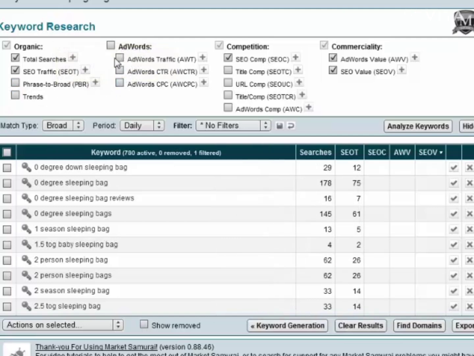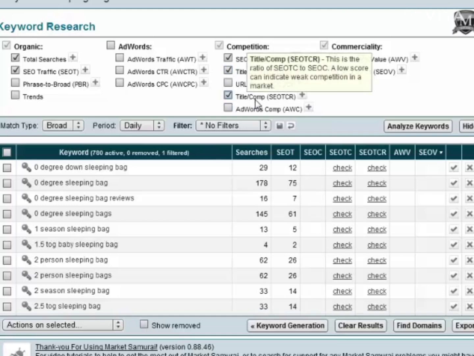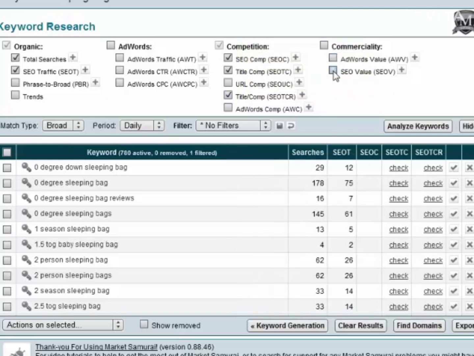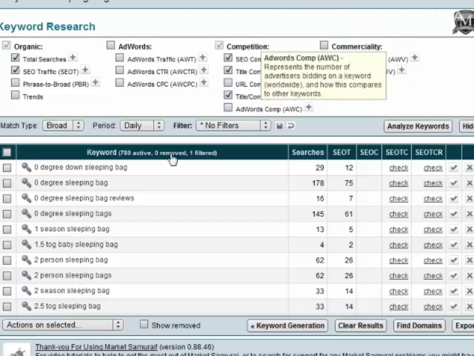We're not going to be buying any AdWords, so I'm going to leave all of those blank. But we do want the title competition because this will show which people are actually using that keyword in their title tag, which gives you a little better representation of how much competition it will be. And you can do the title to competition. It's just a ratio of those two. So again, if you get a low score there, it'll give you a good idea that there's weak competition. I don't really need any commercial intent, anything like that. So those are what I do. I do total searches, SEO traffic. Then we want SEO competition, title competition, and the title divided by competition.